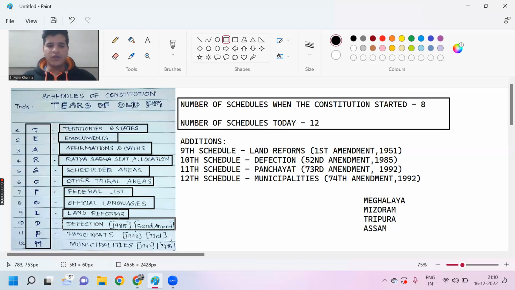Talking about the 11th schedule, it talks about the panchayat, and the 12th schedule talks about the municipalities. These two are very important schedules which were added in 1992 because it was the requirement of our country then. I hope you remember this trick, tears of old PM, and these schedules are very easy, and these can really fetch good marks in the UPSC exam because there are very direct questions, such as defection is mentioned in which schedule of the Indian Constitution, which schedule talks about panchayat, or which schedule talks about the official languages.